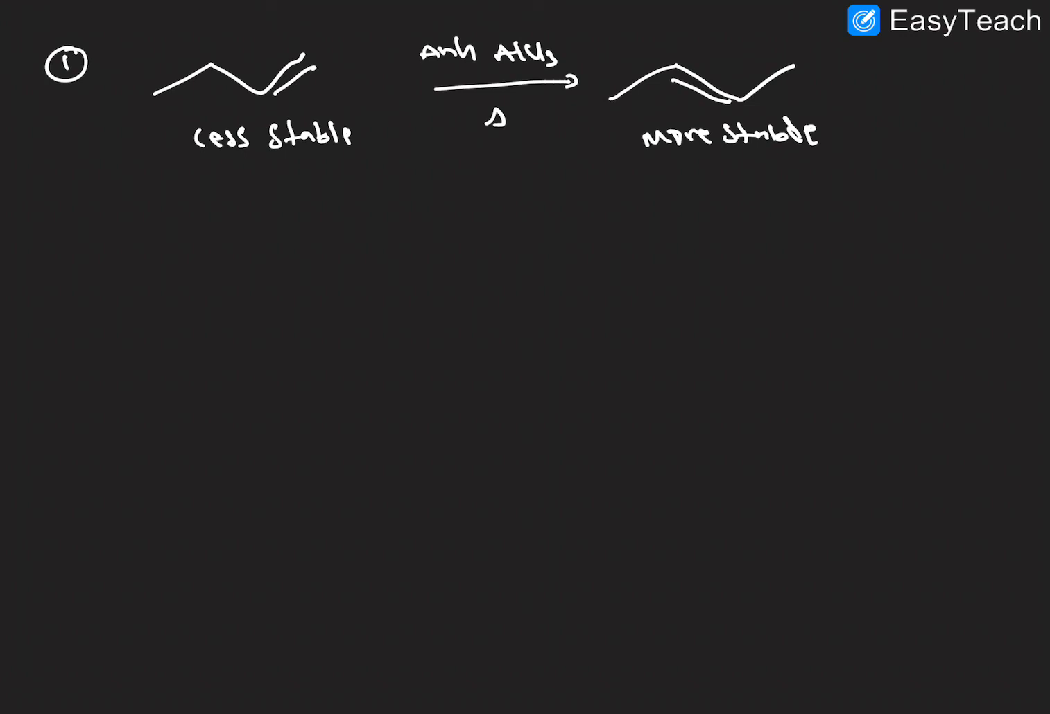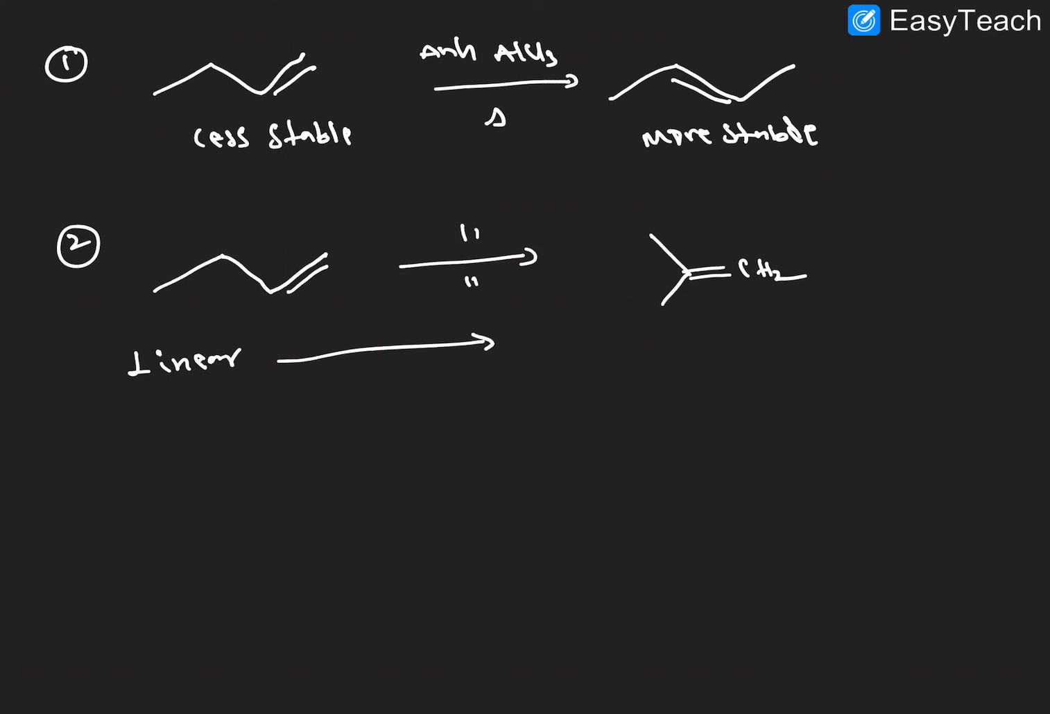One more example here, example 2. So here I am taking 1-butene with the same reagent, and it forms isobutene. So generally linear is converted into branched whenever at high temperature. Okay, right?